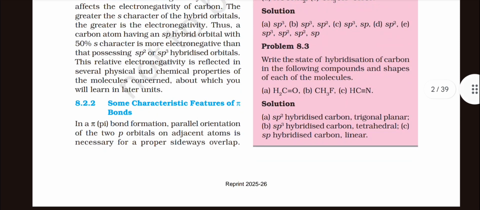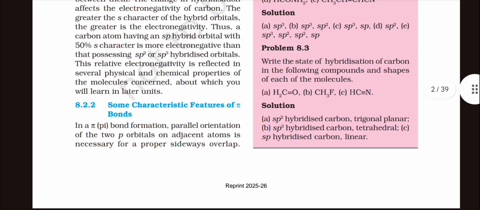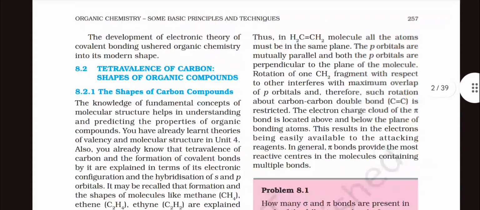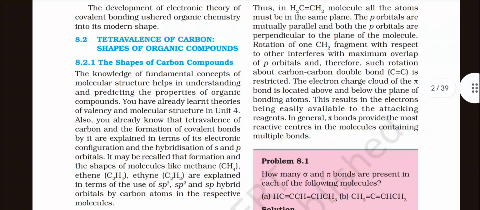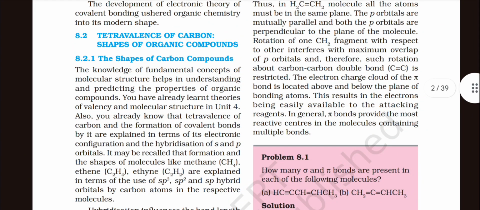Some characteristic features of the pi bond. In pi bond formation, parallel orientation of the 2p orbitals on adjacent atoms is necessary for a proper sideways overlap. Thus, in the H2C=CH2 molecule, all the atoms must be in the same plane. The p orbitals are mutually parallel and both are perpendicular to the plane of the molecule. Rotation of one CH2 fragment with respect to the other interferes with maximum overlap of p orbitals, and therefore such rotation about the carbon-carbon double bond is restricted.